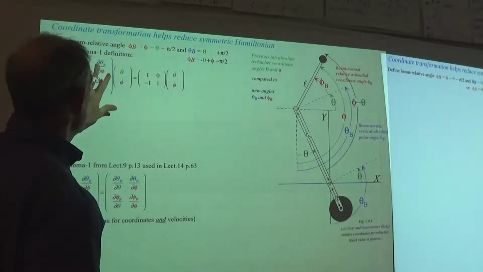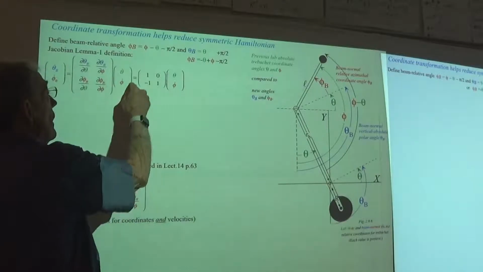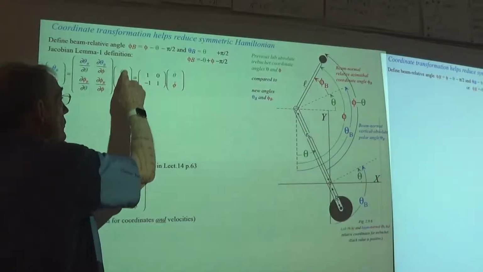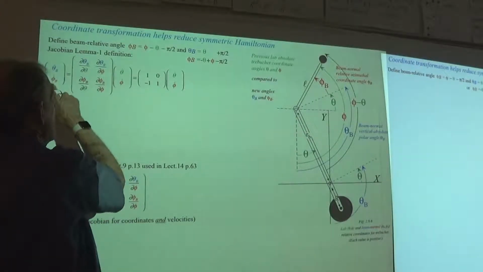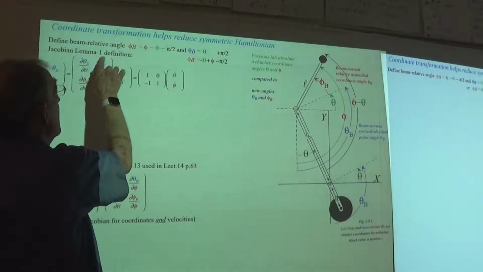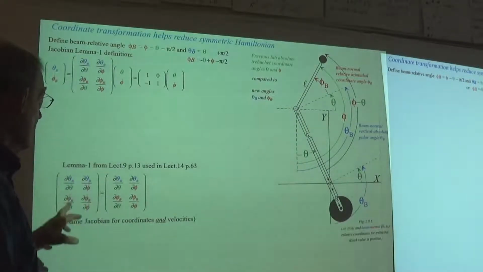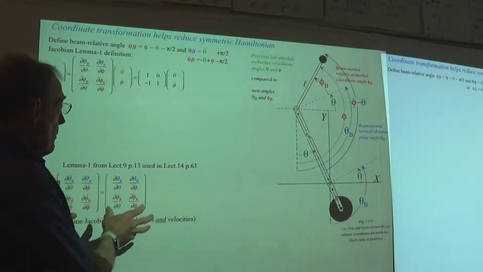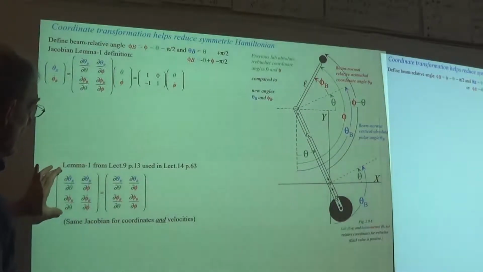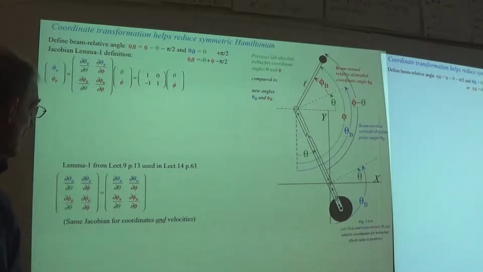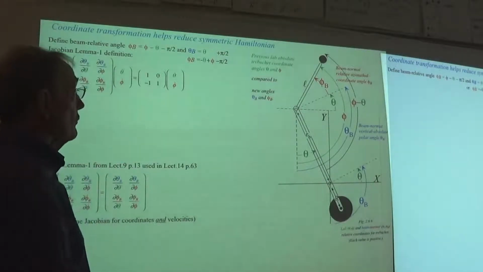Lemma 1 definition: we're going to have a Jacobian to transform the original angles that we used, theta dot and phi dot, to the velocities. These are velocities, and these are too. Remember lemma 1, back in lecture 9 or lecture 14: the Jacobian for the coordinate transformations has to be equal to the Jacobian for velocity. So you only need one kind of Jacobian if you're only talking about first derivatives.